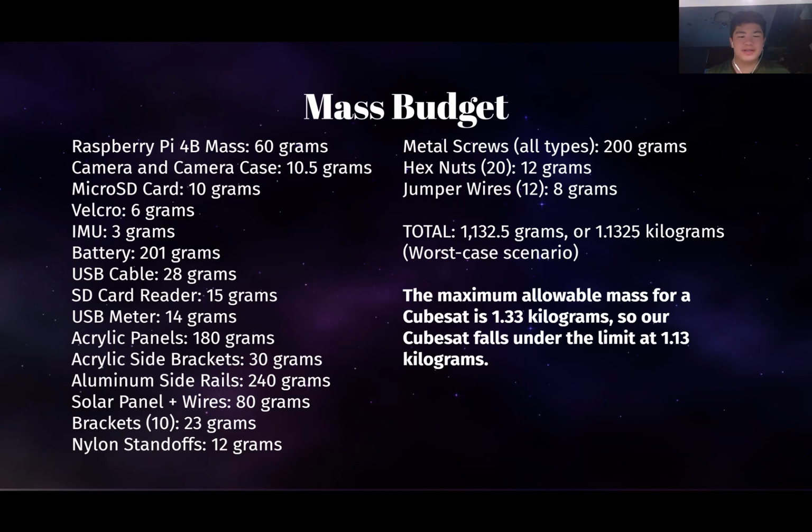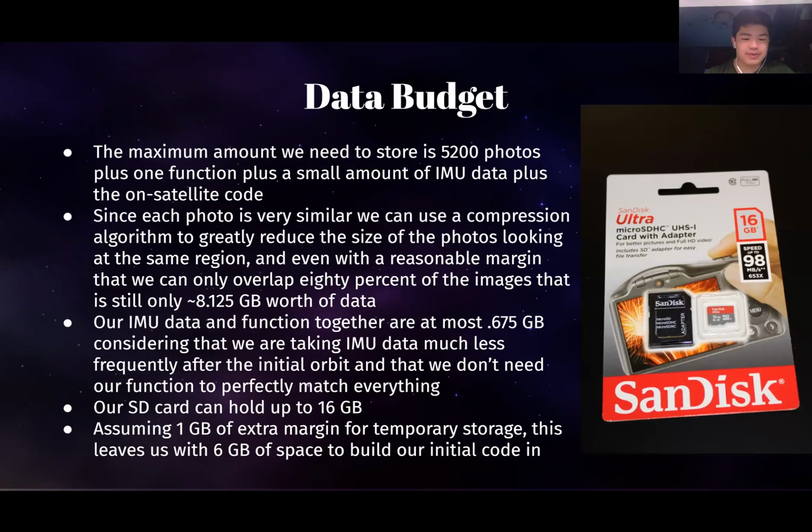Looking through the list, we can see that this is mostly self-explanatory, but the one important note is that a lot of these estimates are for the worst case scenario for our team. So this is effectively our estimate of the maximum amount of mass of that thing that we could possibly be using in our CubeSat. Next up, we have the data budget.